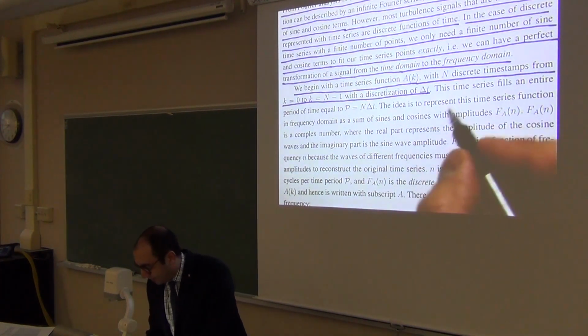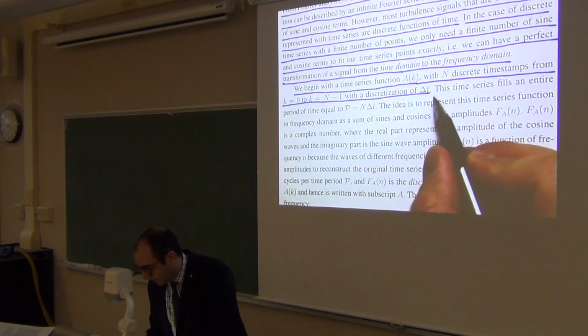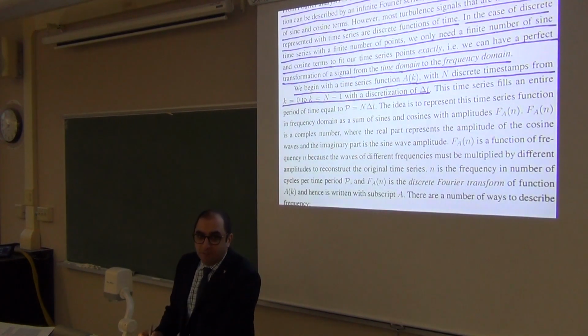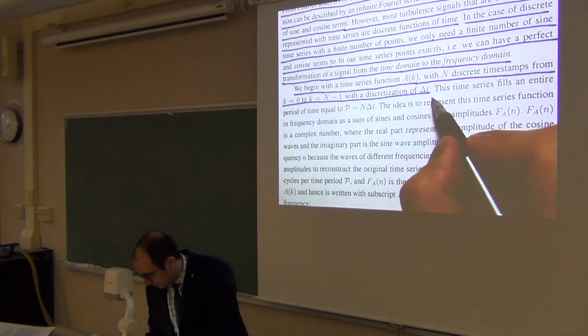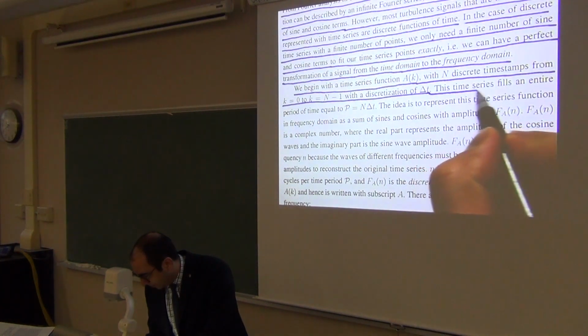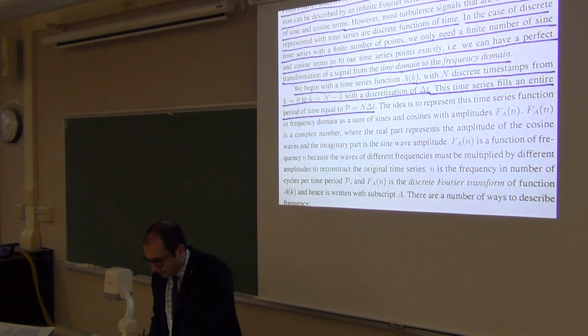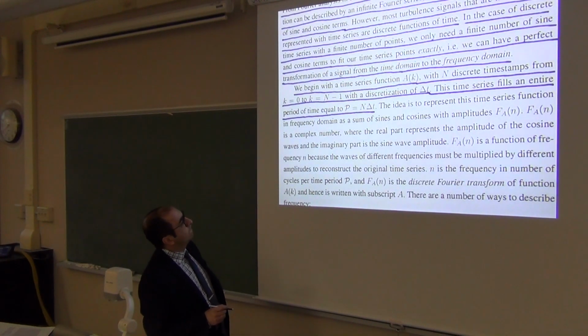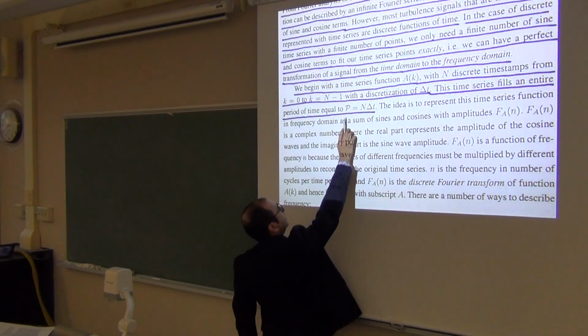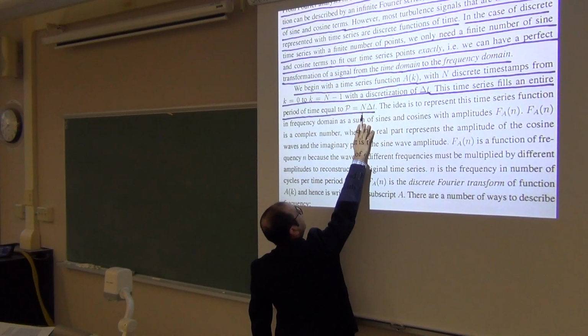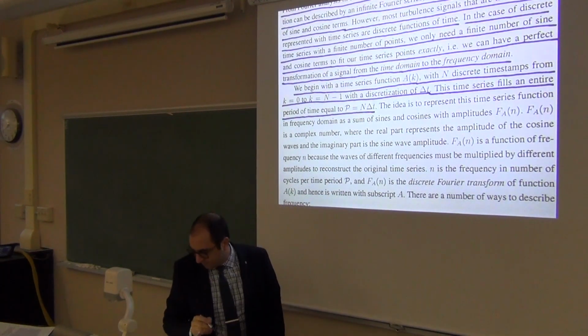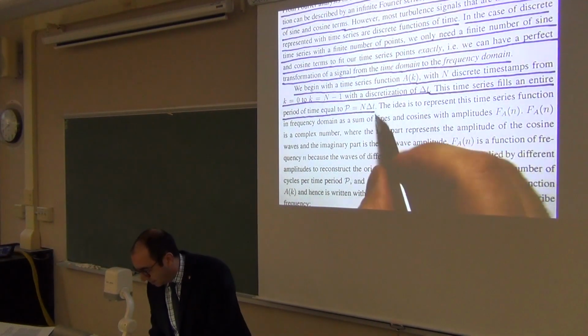Well, it goes without saying that most good engineers and scientists start from 0. They don't start from 1. This time series fills an entire period of time equal to P, the fancy P, equal to the number of measurements times delta T. So if I multiply 60 by 1, I get 60 seconds.